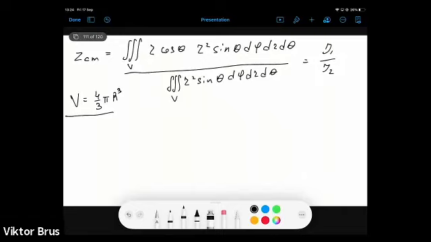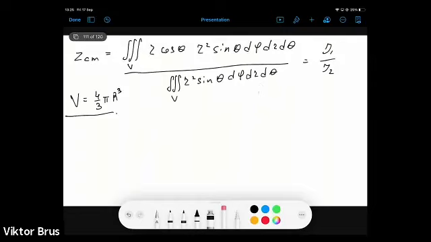How do you get it? You solve this triple integral with the following ranges. For phi, it changes from 0 to 2 pi, 360 degrees, because it rotates all around, it's a sphere. For theta, it changes from 0 to pi, 180 degrees. It goes from vertical orientation up to vertical orientation down. And r is changing from 0 to R, which is the radius of the sphere. If you substitute these ranges and solve this triple integral, this is how you derive this well-known equation.